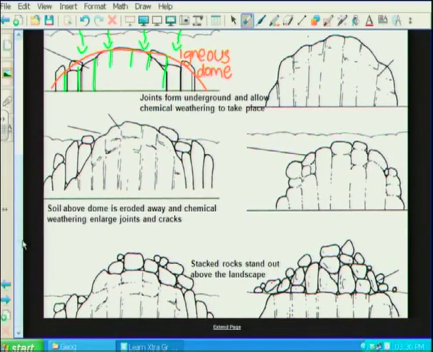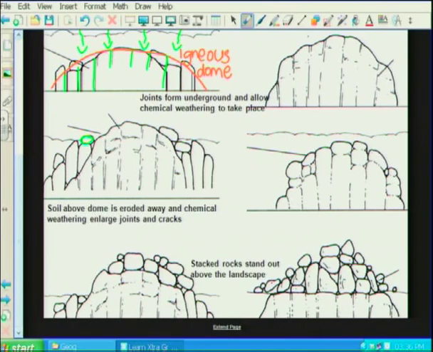Soil above the dome is eroded away, and chemical weathering has enlarged the joints and the cracks, because it has seeped through there and caused the erosion of various types of material. You will notice that these core stones are starting to develop ever so slowly. In the second diagram, you can see that further development of those core stones has taken place. It says stacked rocks stand out above the landscape.